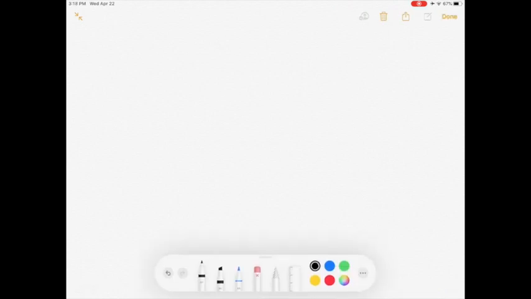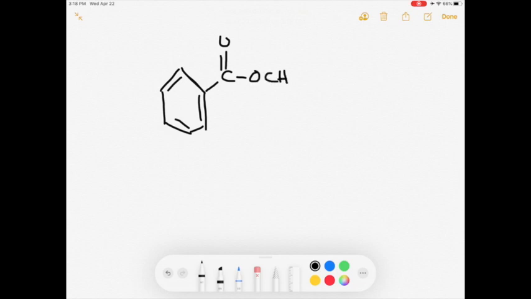Here we have, draw this ring. Oh, I did not draw that right. Okay, so that's benzoic acid. Okay, and then we have our R group here.